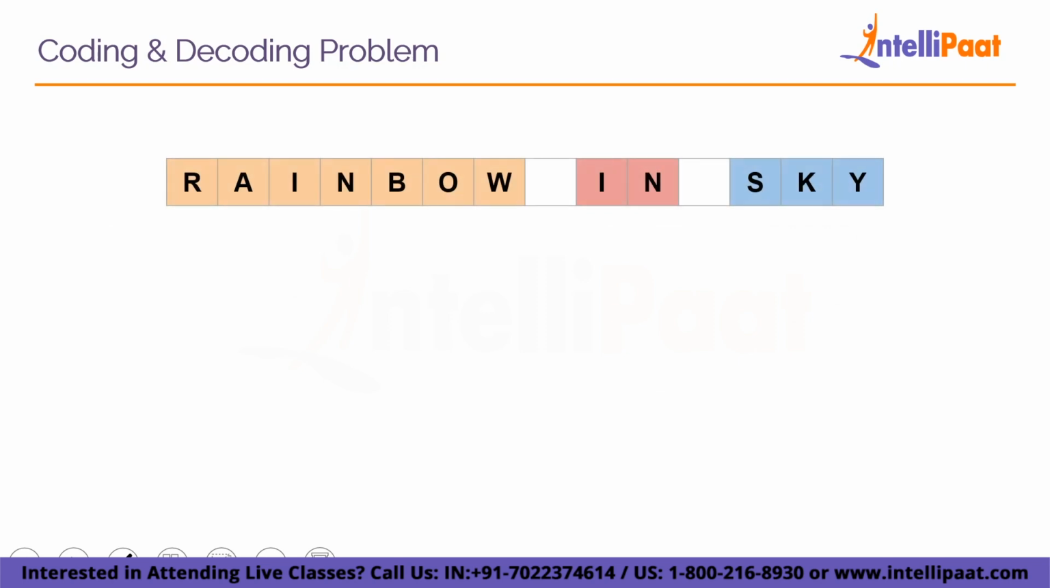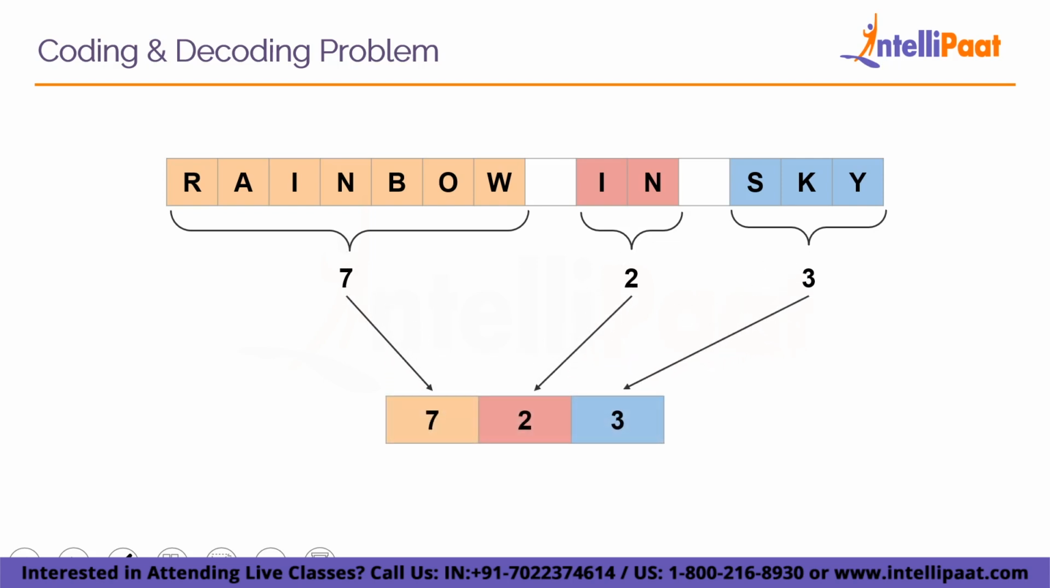Next they have given "rainbow in sky". In this also we are going to follow the same approach. Rainbow has 7 alphabets, in has 2 alphabets, sky has 3 alphabets. So this will be coded as 723, and this is what is given in the question. This is not what I am telling, it was written in the question only.